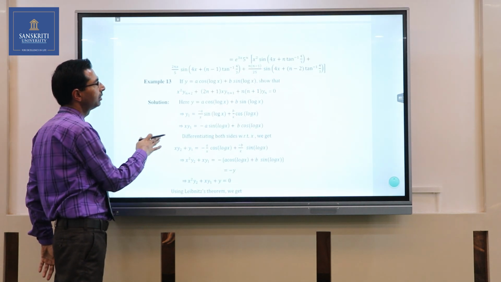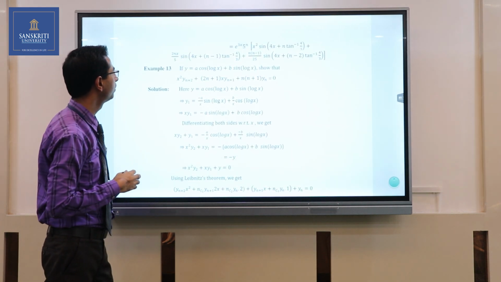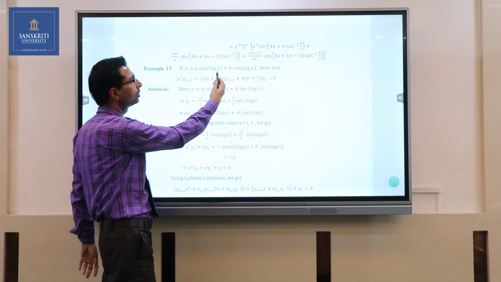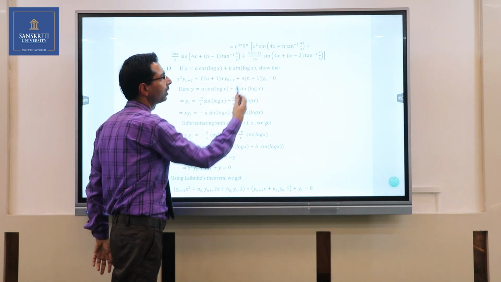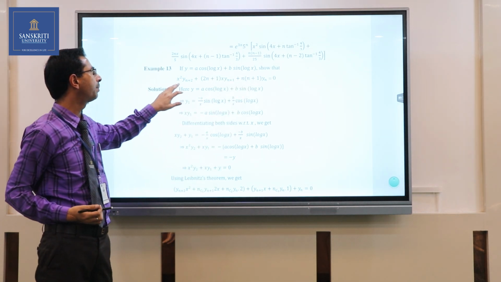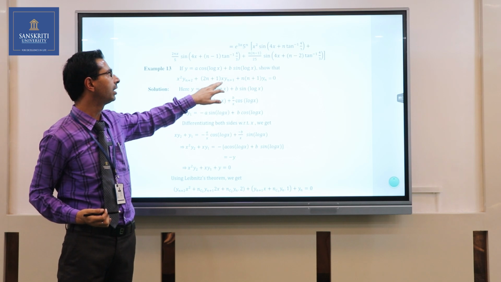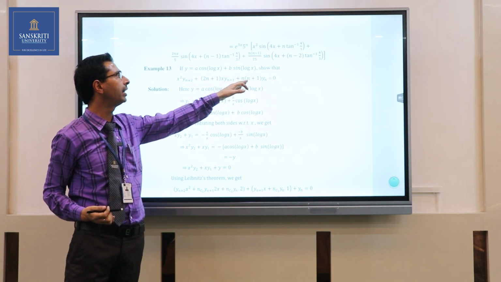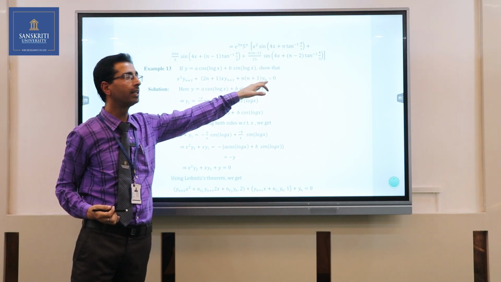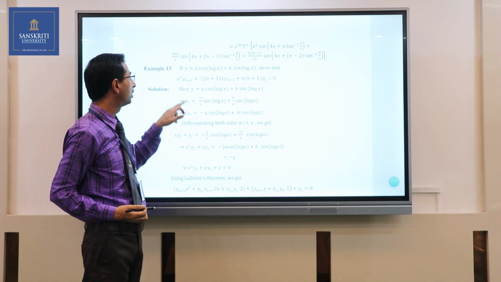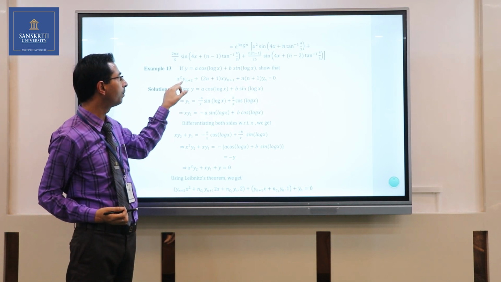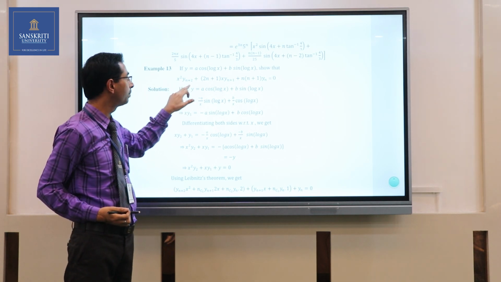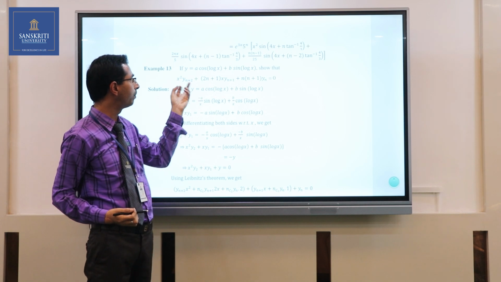Yes, this is a very important example. y is equal to a cos(log x) plus b sin(log x). Show that x squared y_(n+2) plus (2n plus 1) x y_(n+1) plus (n squared plus 1) y_n is equal to 0. So first we find the value of y_(n+2).